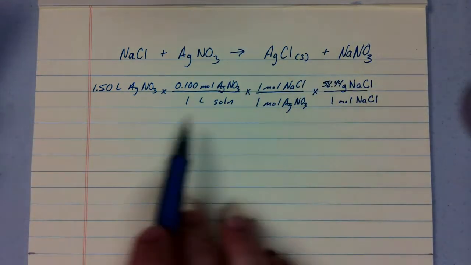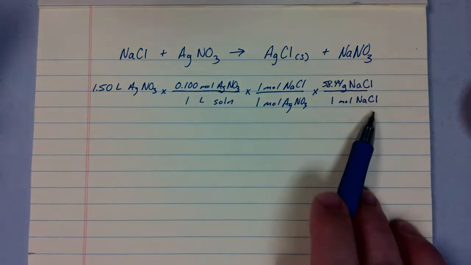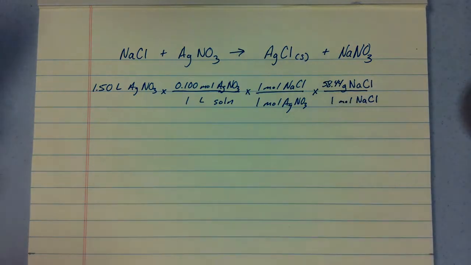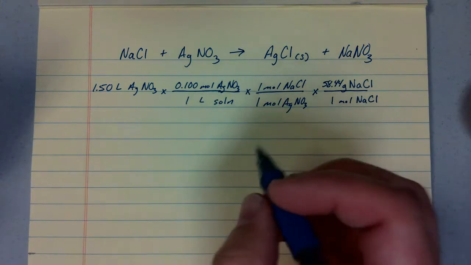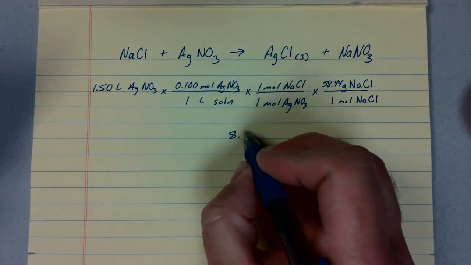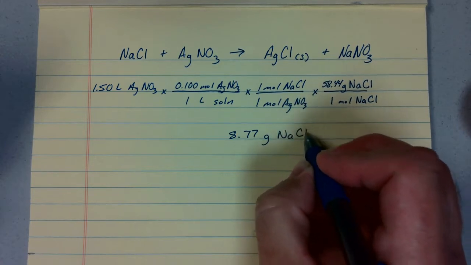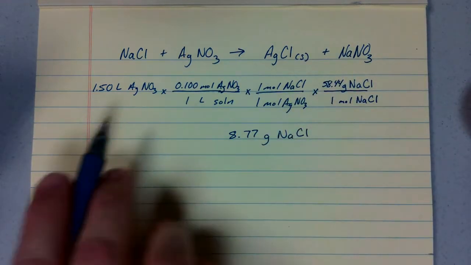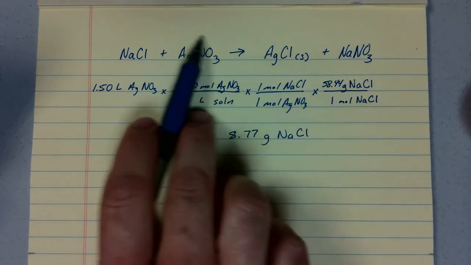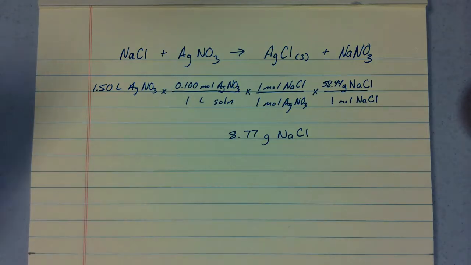So now we're actually ready. If we multiply everything on the top, divide by everything on the bottom, the only unit that didn't cancel is the mass of sodium chloride. And so with 3 significant digits, we get 8.77 grams of sodium chloride. That's what's necessary to precipitate out all the silver ions out of the silver nitrate, as shown here.